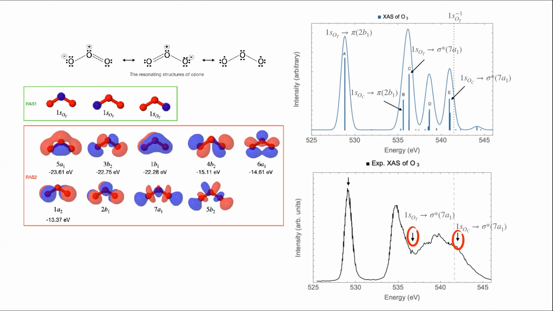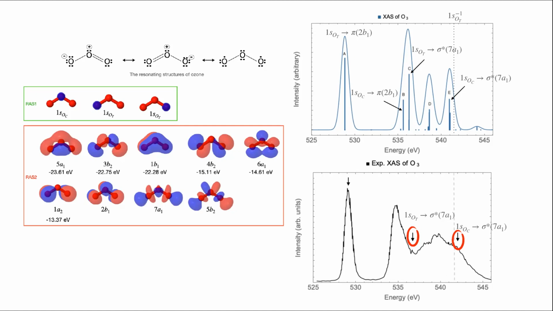I'm using this notation of the OC for the central oxygen and OT for the terminal oxygens. And the ozone, because of these almost degenerate structures already in the ground state, you have a very intense multi-configurational character on the ground state. And this is my half space.